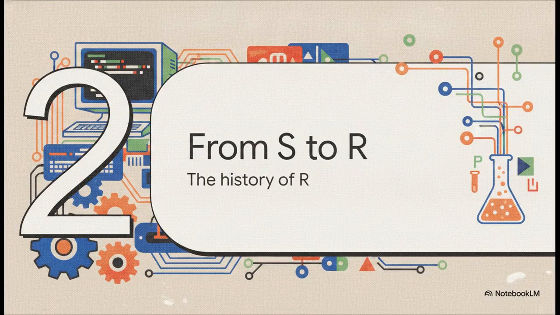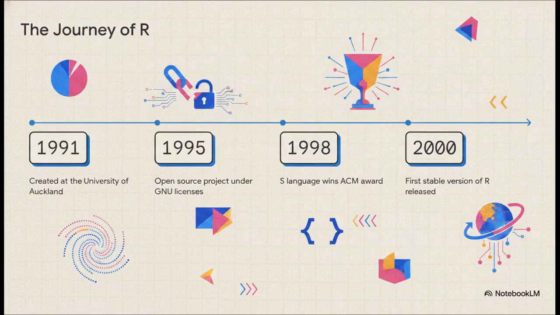Section 2. From S to R. Tracing its exact journey, R was born in 1991 at the University of Auckland, evolving as a dialect of that S language I mentioned earlier. Now, S was originally developed by John Chambers, Rick Bakers, and a few others, and they actually won the prestigious ACM Software System Award for it back in 1998. Following right in those award-winning footsteps, R took a massive leap in 1995. It declared itself an open-source project under a GNU license. That meant it was suddenly freely available for anyone to collaborate on. And finally, the very first stable version of R was officially released to the world in the year 2000.